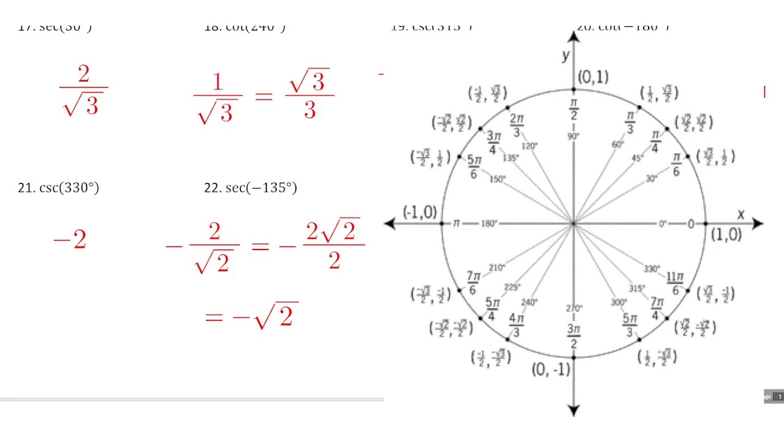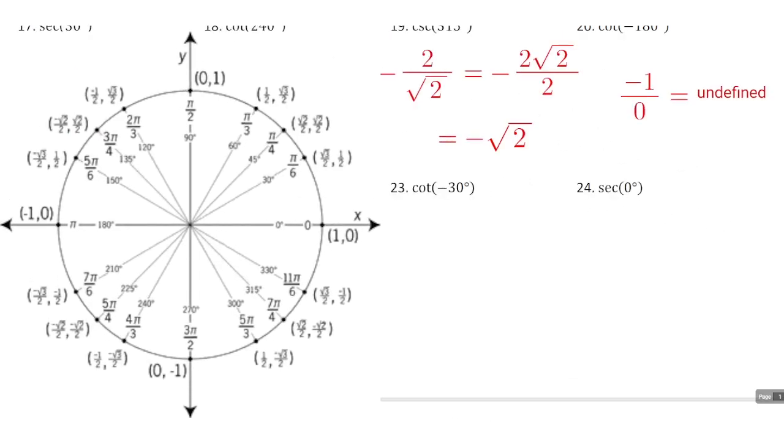Number 23 says cotangent of negative 30. So negative 30 degrees is coterminal to 330 degrees, so this would be equivalent to cotangent of 330 degrees. Now the x coordinate here is root 3 over 2, and the y is negative 1/2. So if we divide root 3 by negative 1, we get negative root 3.